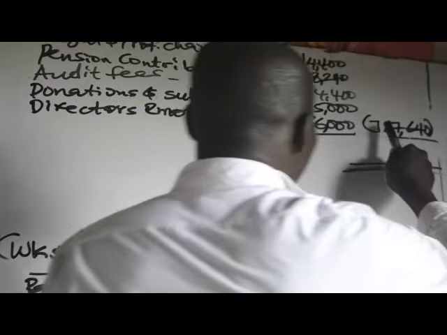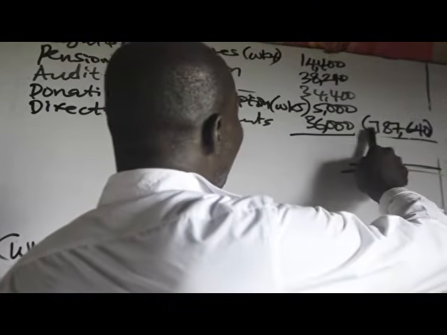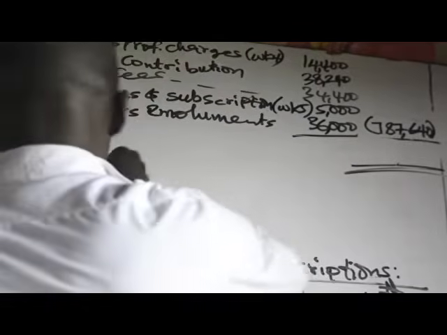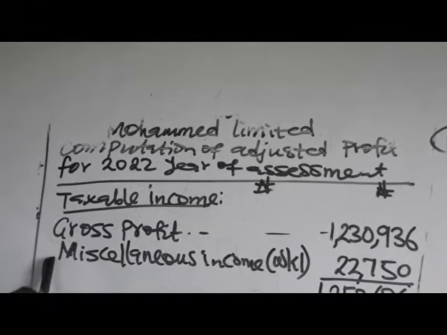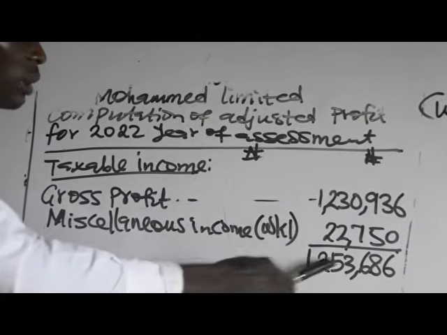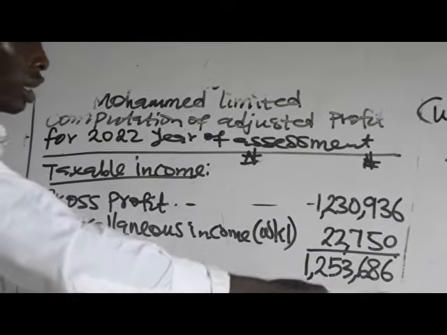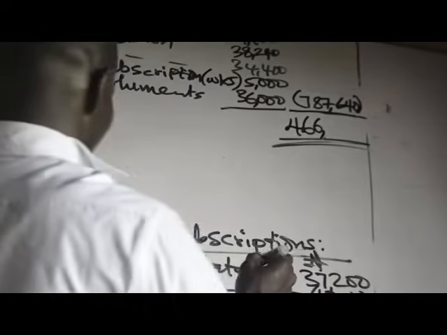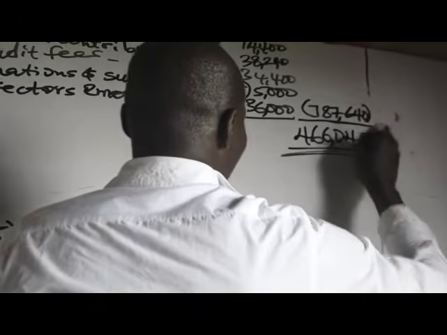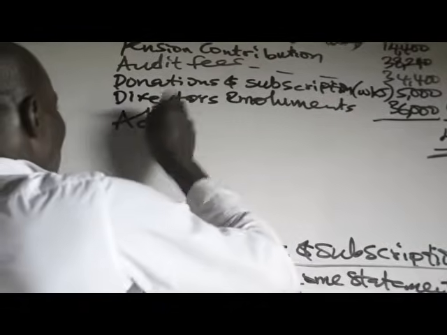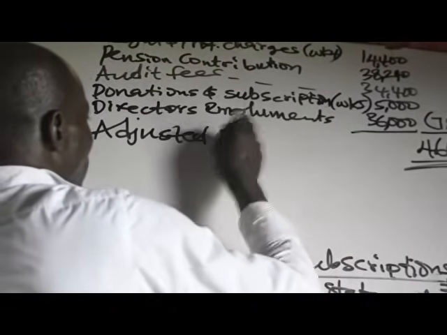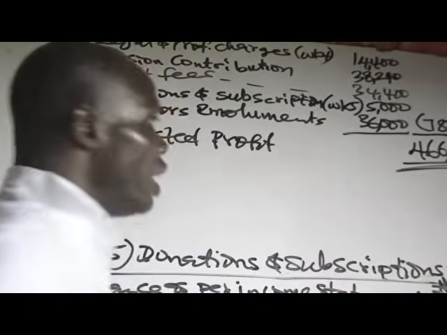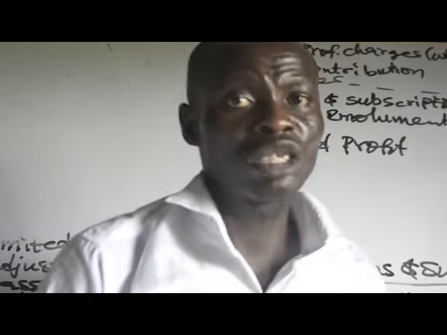So by the time we deduct the total allowable expenses of 787,640 from the total of our taxable income of 1,253,686, then we have the adjusted profit of 466,046. That is our adjusted profit. This is the end of part 2.